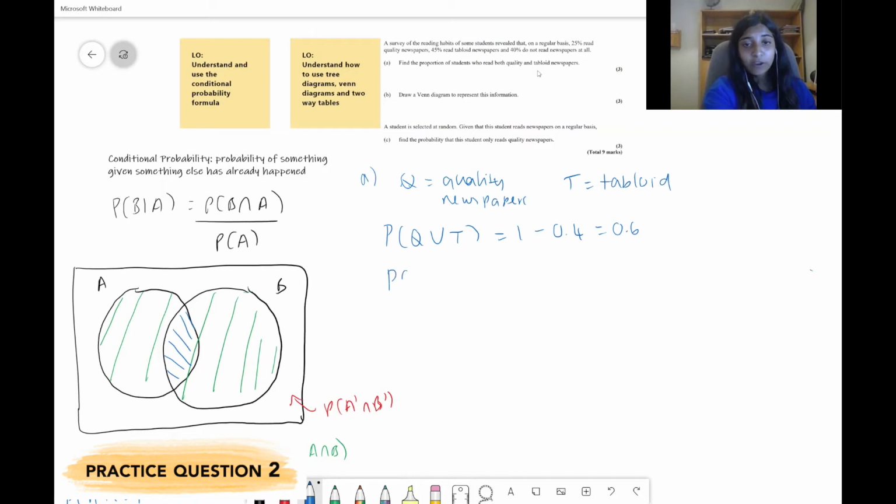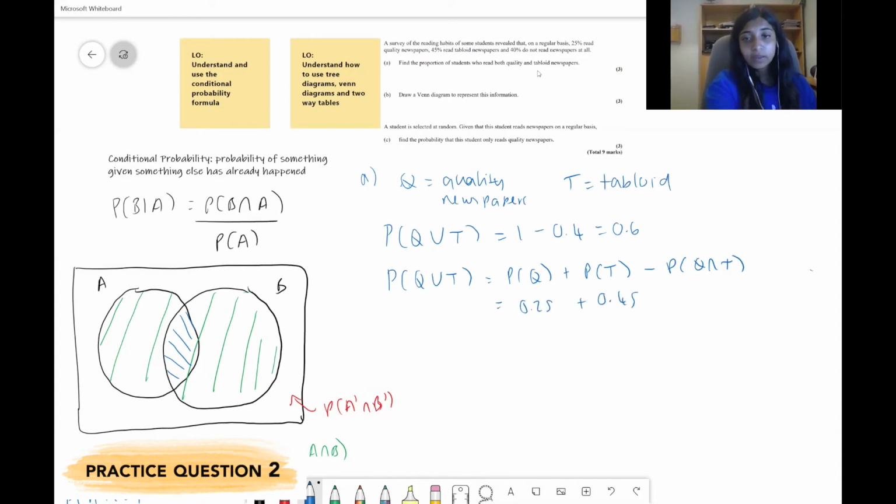So we can rewrite Q union T as the probability of Q plus the probability of T minus the probability of Q intersection T, and that would be equal to 0.25 plus 0.45, which is equal to 0.6, minus the probability of Q intersection T. So therefore your probability of Q intersection T would be equal to 0.1.